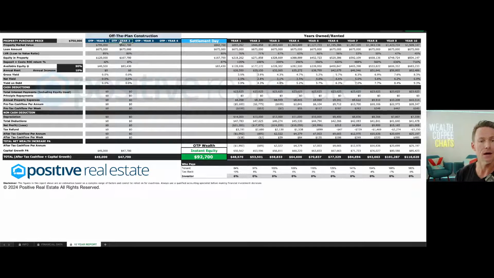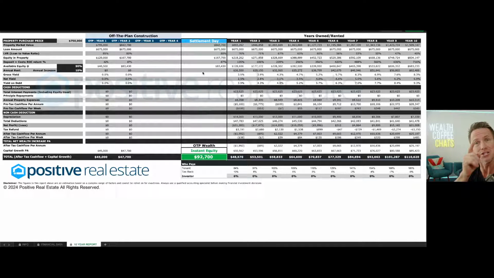And then off the plan number 2, last year when you bought it, it was worth $750. At the end of year 1, it's worth $795. And if it continues in that direction, it might be worth $842. Now that's fantastic, right? If you add this together, you've got $45,000 and $47,000 of approximate equity growth, and on settlement day, close to $100,000 of equity in your property.